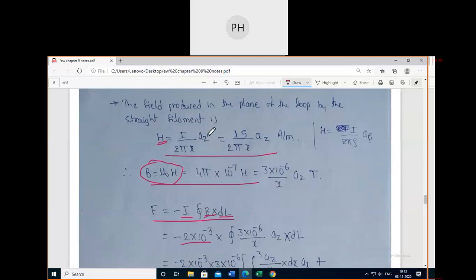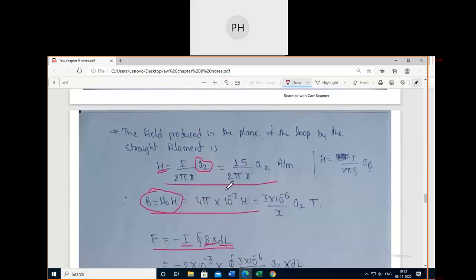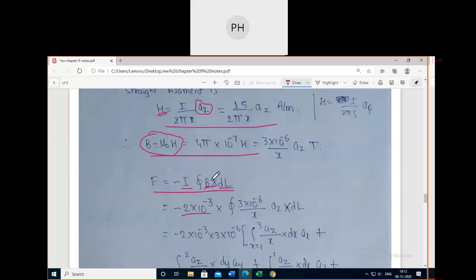The magnetic field will be in the AZ direction, that's why we are taking AZ here. Current is moving like this, and if current is moving like this, the magnetic field will keep on rotating around it. So this is the magnetic field direction, and with respect to that we are indicating the AZ component.